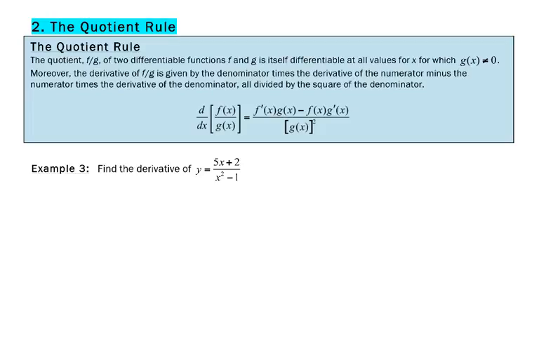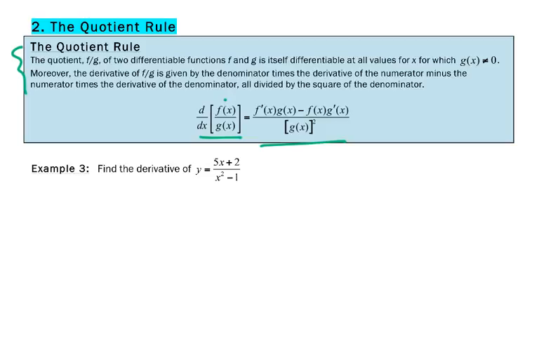Alright, so this is the second video for the 2.3 lesson. This one is on the quotient rule. So quotient we know implies division, so we're looking at finding the derivative of f of x over g of x. I'm not going to read all the words here because I think it's more confusing than it needs to be. We're just going to look at the notation here.